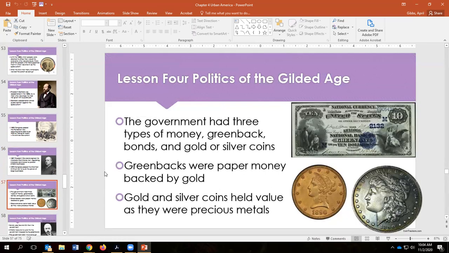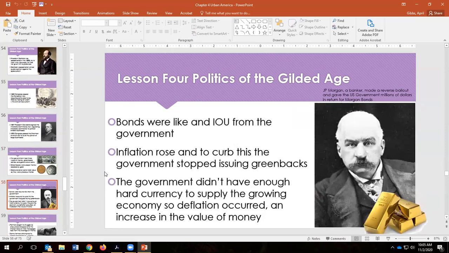The government had 3 types of money: greenback bonds, gold, or silver coins. We still have those. Greenbacks were paper money backed by gold. Gold and silver coins held value as they were precious metals. Today, our paper money is not backed by gold, and our coins are not precious metals. Bonds were like an IOU from the government. Inflation rose, and to curb this, the government stopped issuing greenbacks. The government didn't have enough hard currency to supply the growing economy, so deflation occurred, which is an increase in the value of money.